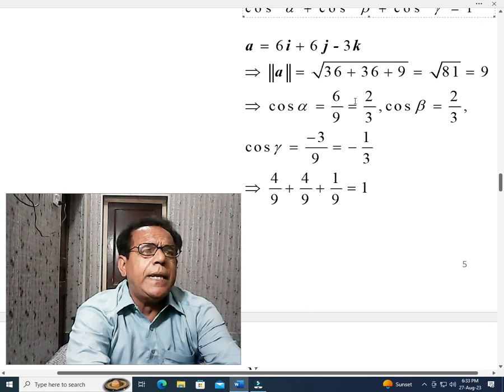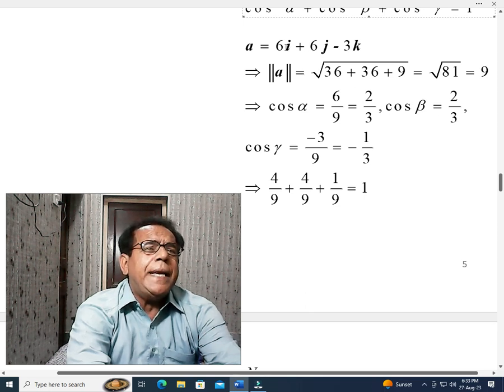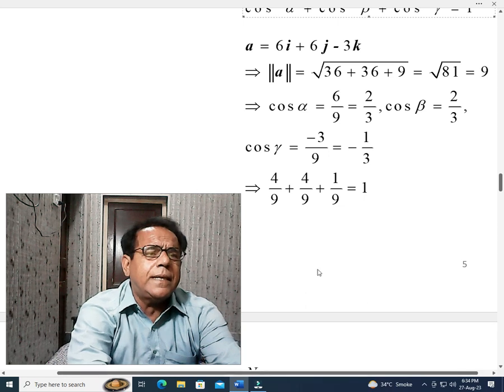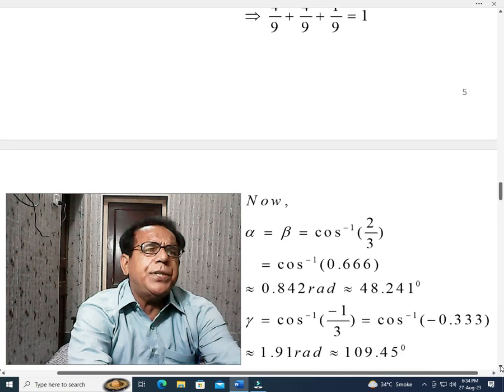and this is equal to 9, and hence cos alpha equal to a1 over magnitude of a, this becomes equal to 2 by 3. Okay, cos beta also becomes equal to this, because here a1 and a2 are equal, so cos alpha and cos beta will be same. However, cos gamma will be equal to minus 3 over 9, it becomes equal to minus 1 over 3. When we square all these three values and add them, then their resultant value comes unity 1. So it means we are proceeding in the right direction.